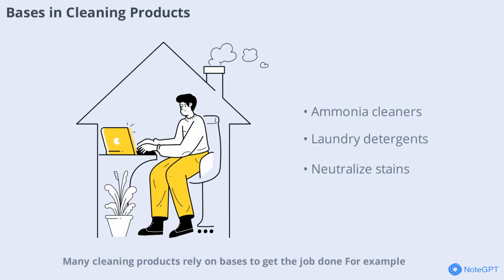Many cleaning products rely on bases to get the job done. For example, ammonia-based cleaners are great for cleaning glass and cutting through grease. Laundry detergents and dish soaps are also basic, helping to break down oils and dirt. These products work by reacting with acidic stains and neutralizing them. Just like with acids, it's important to use bases safely and follow the instructions on the label. So next time you're cleaning, remember that chemistry is hard at work.